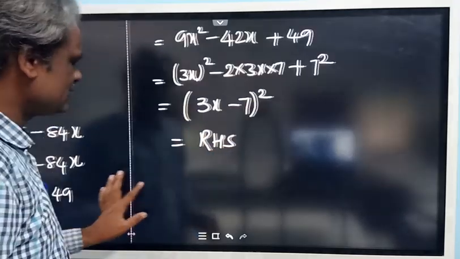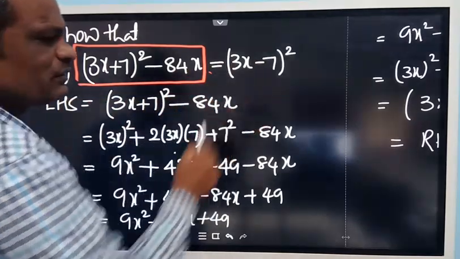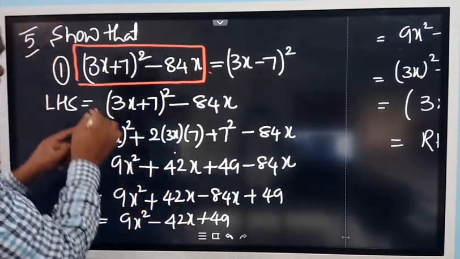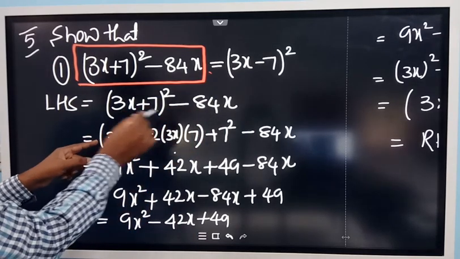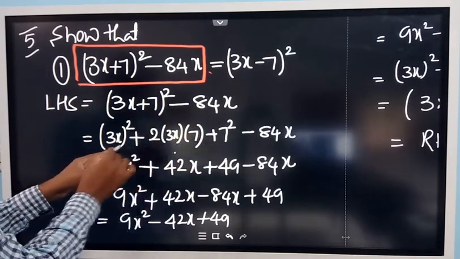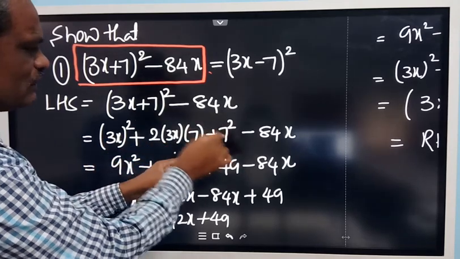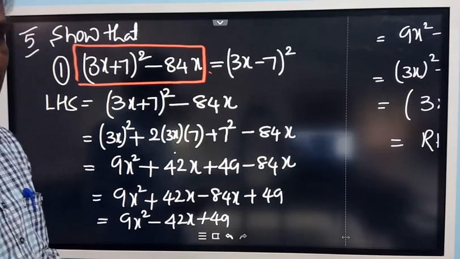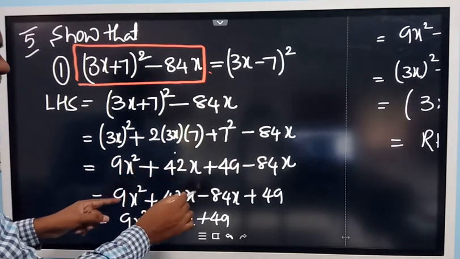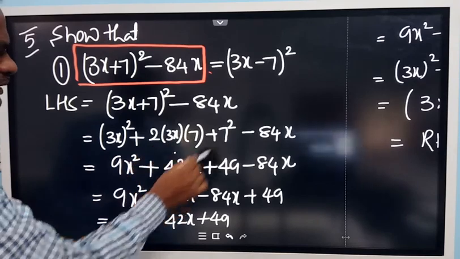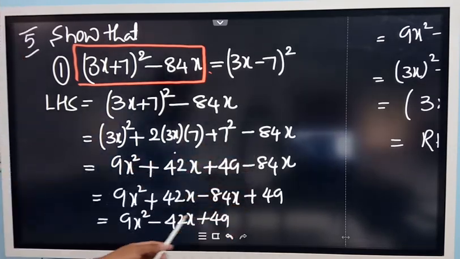So we took LHS here, the left-hand side I took, and we reached the answer RHS. LHS is (3x + 7)² − 84x. When you expand using the (a + b)² formula, this will come (3x)² + 2 into a into b + 7², b square. This minus 84x as it is. So this is 9x². When you multiply, this is 42x, 2 into 3 into 7, and 7² means 49. And this minus 84x as it is.